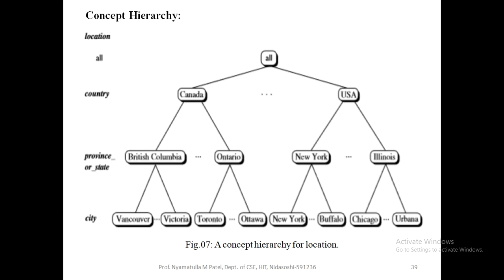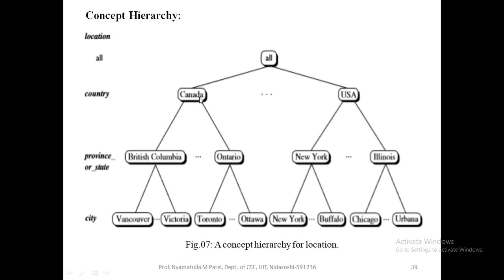So here I am taking only 2 countries. One is Canada and another is USA. So this is a concept hierarchy for location. Now I am taking all, so in that all the countries will come into consideration. Now I am taking only Canada and USA, 2 countries. In between, dots are there, which means multiple countries are there. We are taking only Canada and USA.